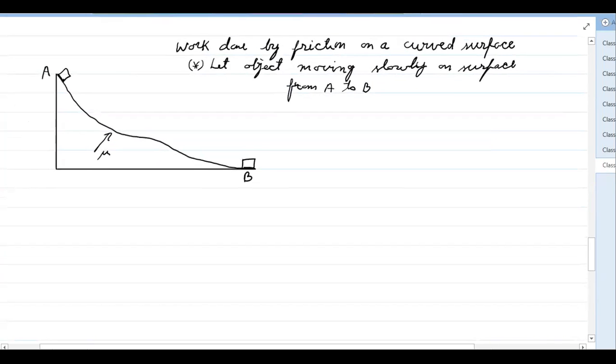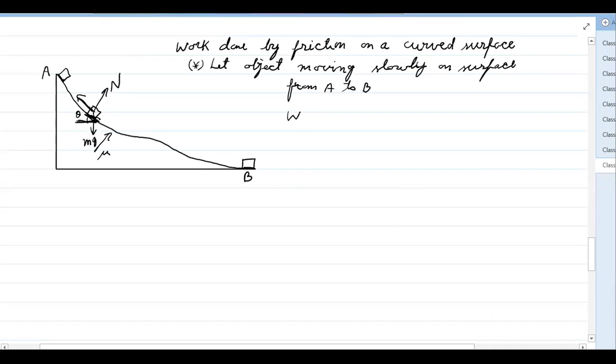So suppose the object is here. Work done by friction we have to find. So mg is acting downward, normal is like this, and friction is acting backward. Suppose the incline at this point is theta, which will be changing.